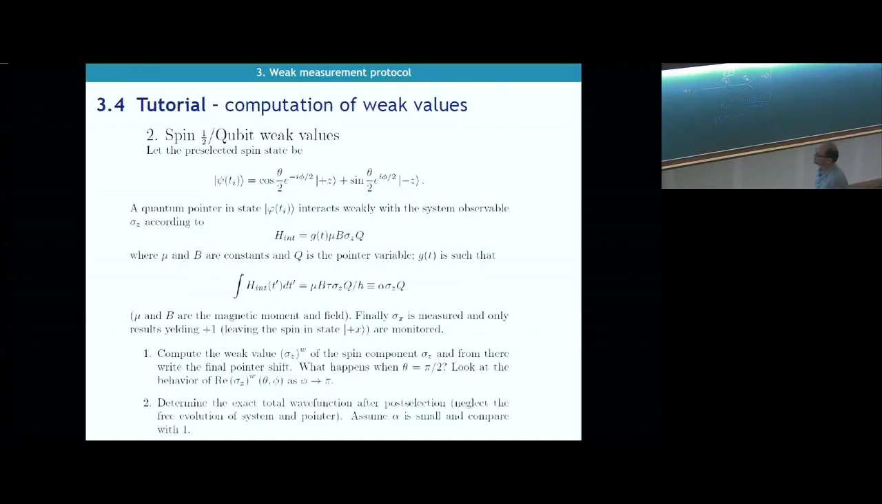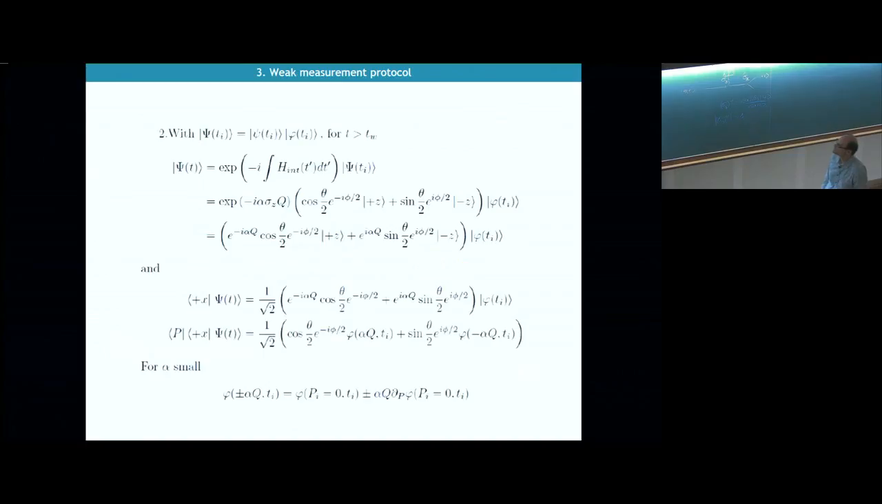So now if we want to write the exact wave function, so we have the spin part. This is now the spin part. This is now the pointer.